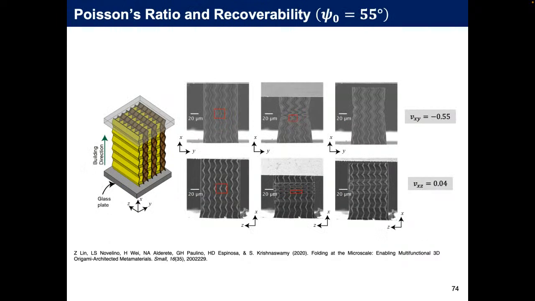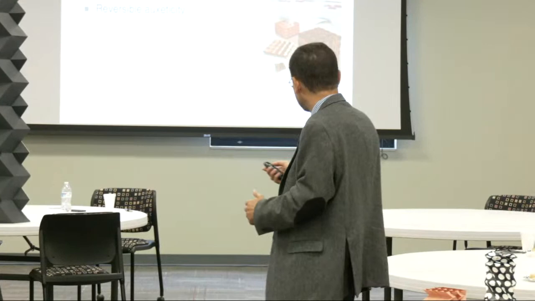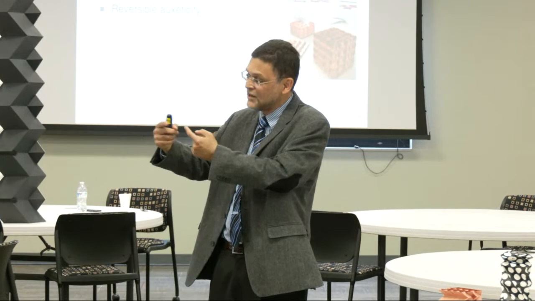And if you are interested in more details, this is a paper in Small, this is the cover. And we can see that with architected metamaterials, we have a large degree of shape recoverability, very anisotropic properties that we can play with, right? It's very nice to play with it, and it has reversible auxeticity. That means you can go to a positive Poisson ratio, go back, go to negative, go back, and keep doing that.